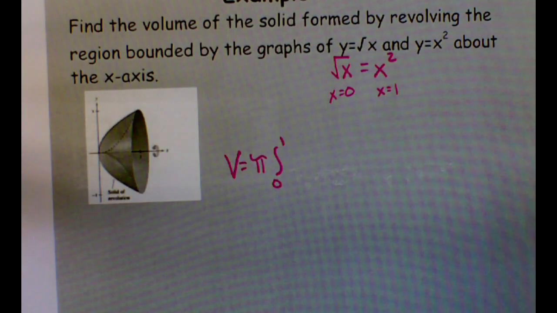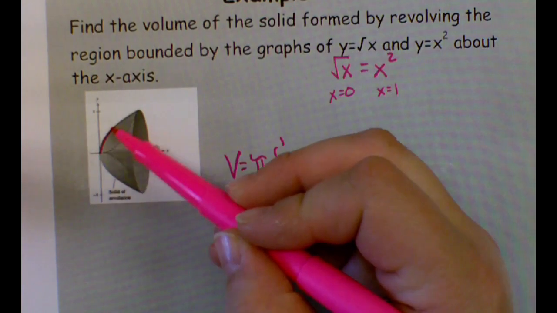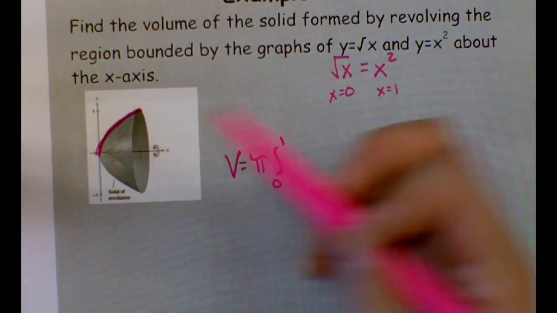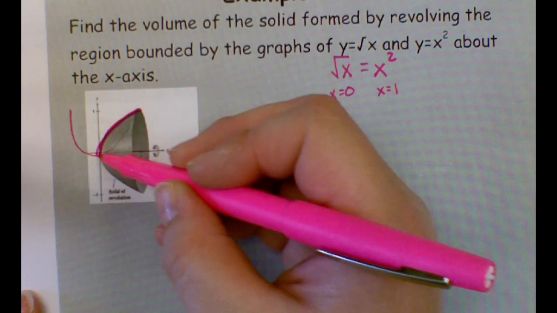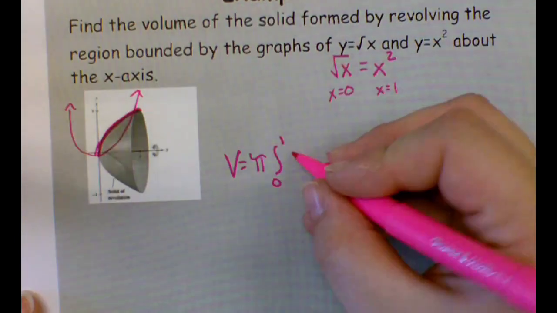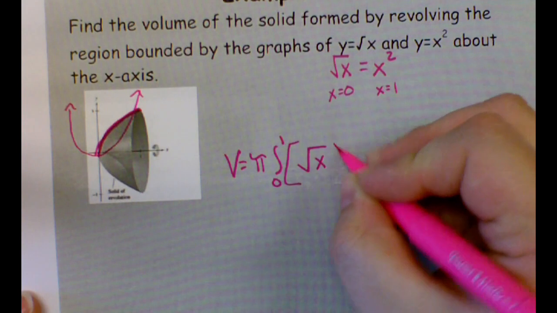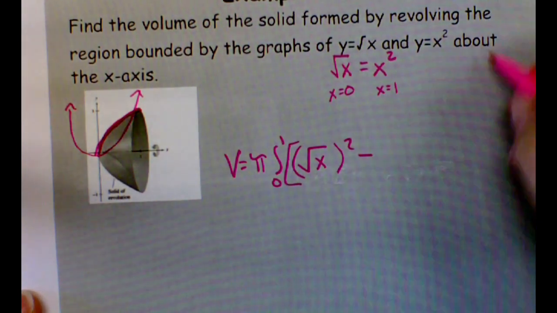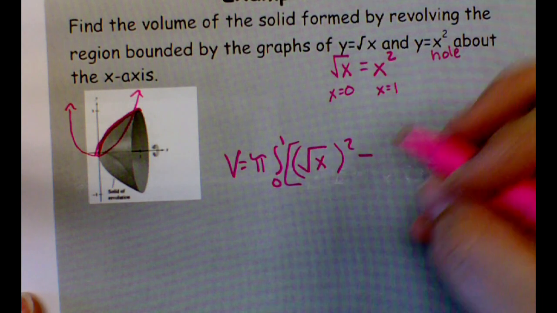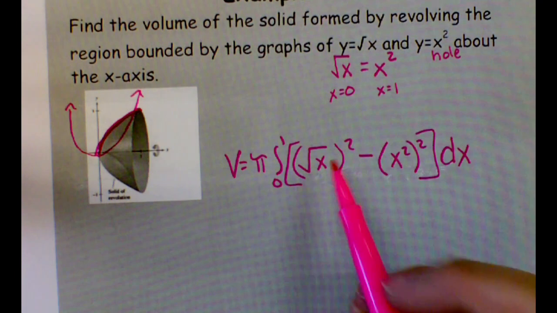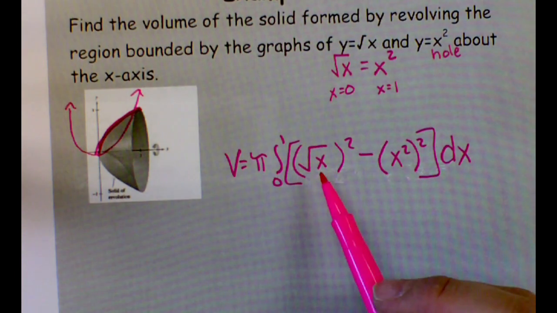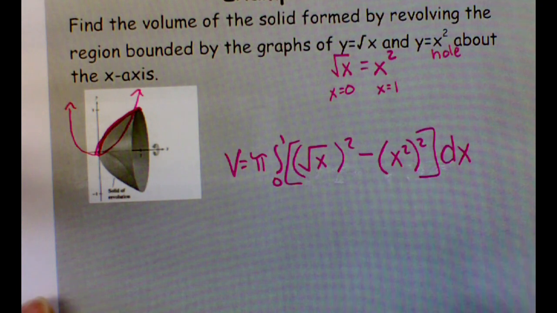Now I need to know the outer function. I pretend it didn't have a hole in it, essentially. So the outer function here is whatever that one is. Well, I happen to know that's the square root of x, because x squared is this one. So the top function is square root of x, squared, minus the hole, which will be x squared, and then squared, dx. So top, whole thing as if there was no gap, minus the thing that'll form the hole.